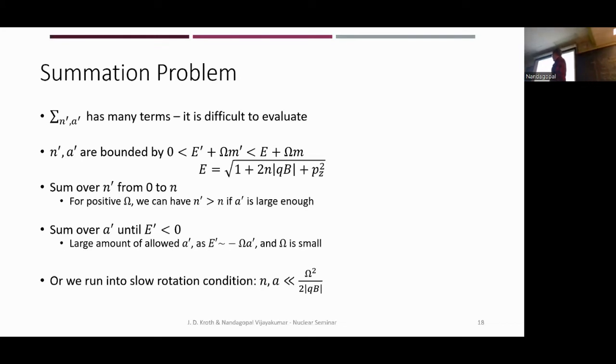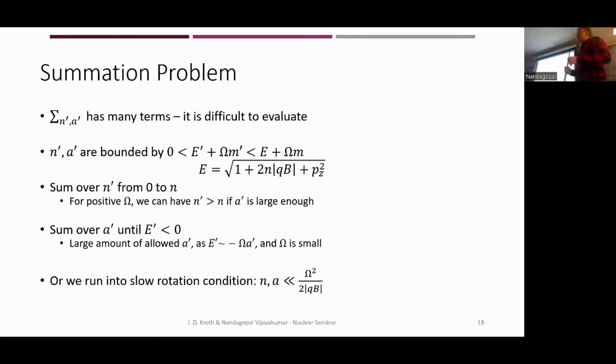Now all we need to do is sum over A prime until E prime is less than 0. Because omega is small and the energy has a term of minus omega A prime, that's going to happen very slowly. And again, we get a few 100,000 A primes that we have to sum over. We could do all this, or we'll run into our boundary condition, or this is a consequence of our boundary condition, that N and A, or N and N prime and A prime, have to be much less than this ratio of lengths.